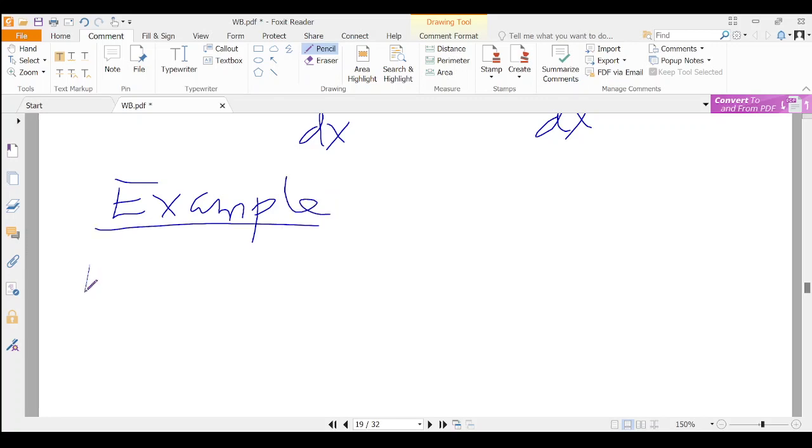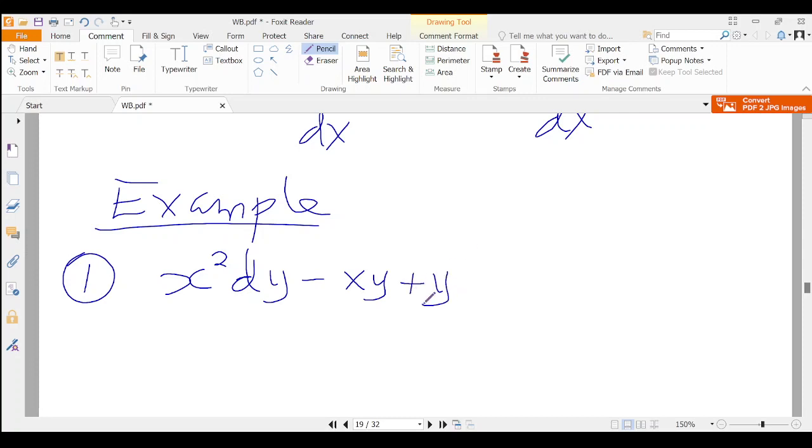You are given a differential equation. Say you are given x squared minus xy dy plus y squared dx is equal to 0. We first check whether the differential equation is homogeneous or not, because for us to apply this method, we must establish that the differential equation is homogeneous. If it is not homogeneous, then the method is not applicable.